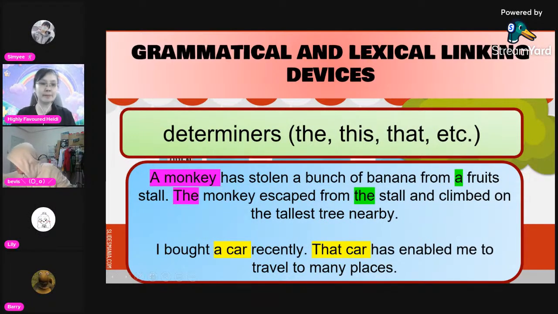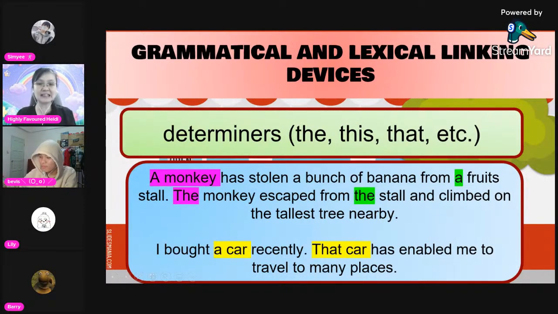So "a monkey", then the determiner will be "the monkey". You always start with "a monkey". "A" means any monkey. Then after that, when you are pointing to that specific monkey, you say "the monkey". Similarly, it starts with a fruit stall, and then it will move on to "the stall". So you are not referring to any other stall, but to that particular stall. So it's understood that it is referring to the fruit stall.